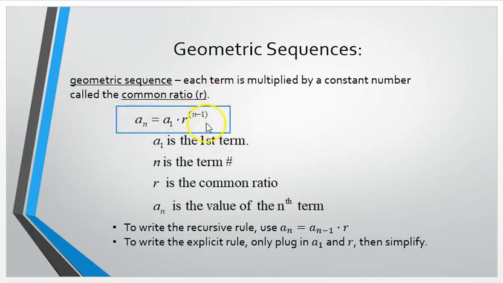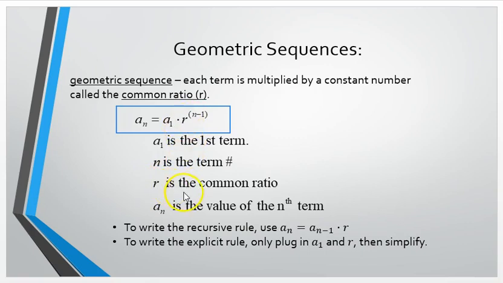So if you have a couple of the pieces of information, like if you know the first term and you know what r is, then it's very easy to just plug in n is 30 to find the 30th term in the sequence. So just like with the arithmetic sequence, a sub 1 is the first term, n is the term number. So if I ask you about the 20th term, then plug in n is 20 here. And r is that number you're multiplying by to go from one term to the next.